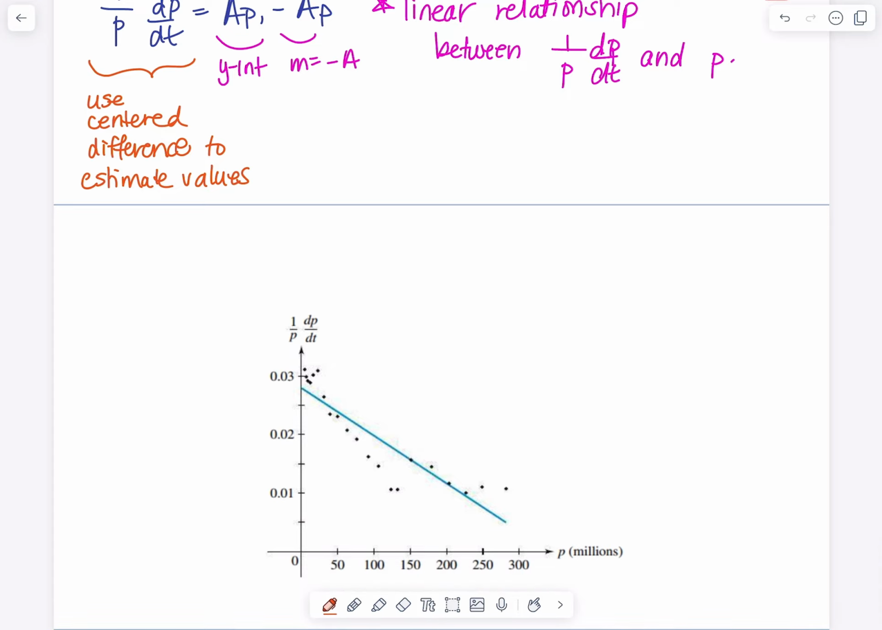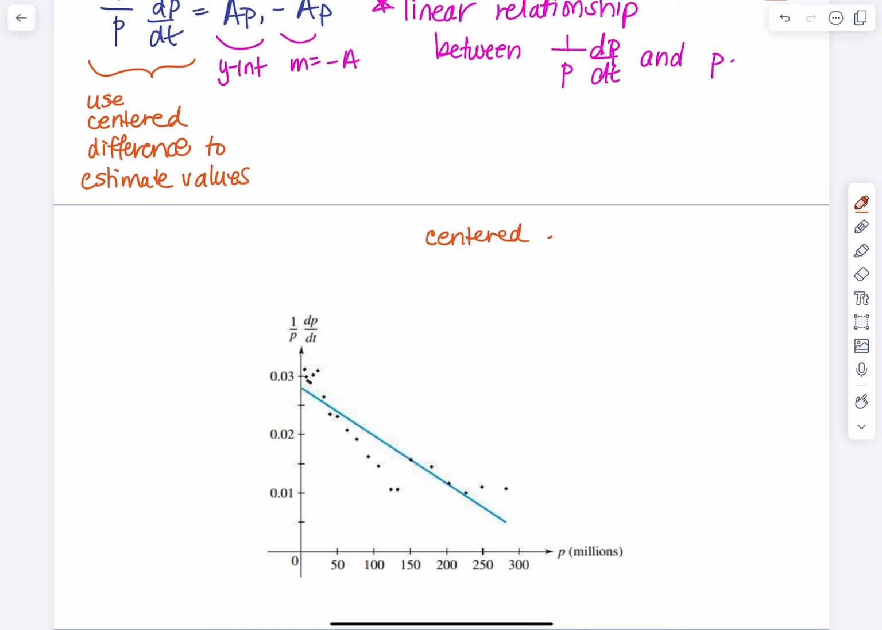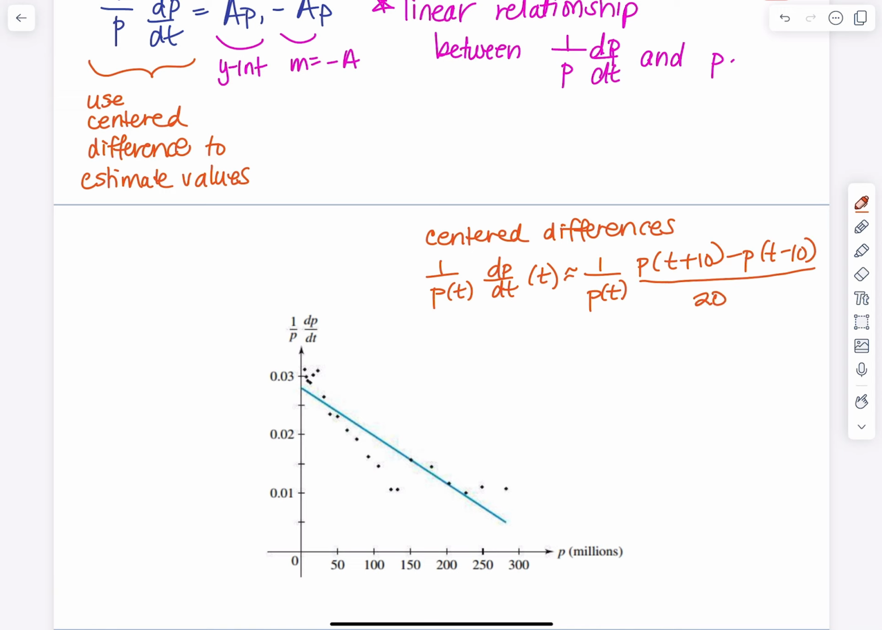So these values plotted here, these centered differences, are 1 over P of t dP/dt of t, and that's going to be approximately equal to 1 over P of t multiplied by P of t plus 10 minus P of t minus 10, all divided by 20. And that is what is plotted here.